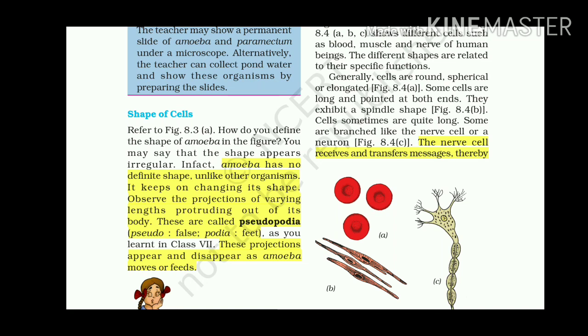How do you define the shape of amoeba in the figure? You may say that the shape appears irregular. In fact, amoeba has no definite shape. Unlike other organisms, it keeps on changing its shape. Observe the projections of varying lengths protruding out of its body. These are called pseudopodia. Pseudo, false; podia, feet, as you learnt in class 7. The projections appear and disappear as amoeba moves or feeds.